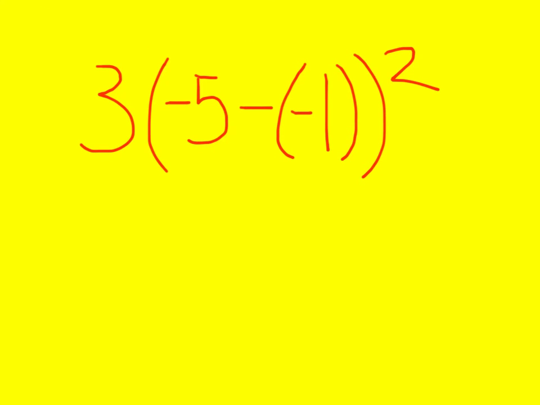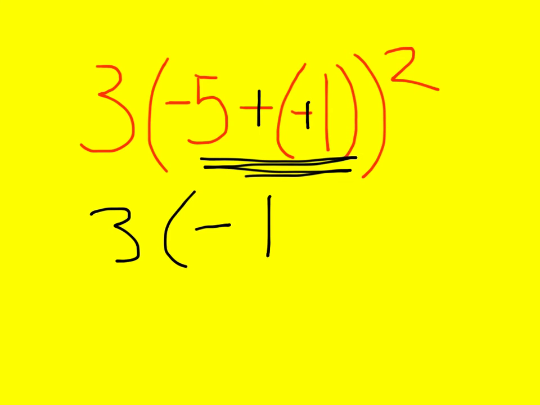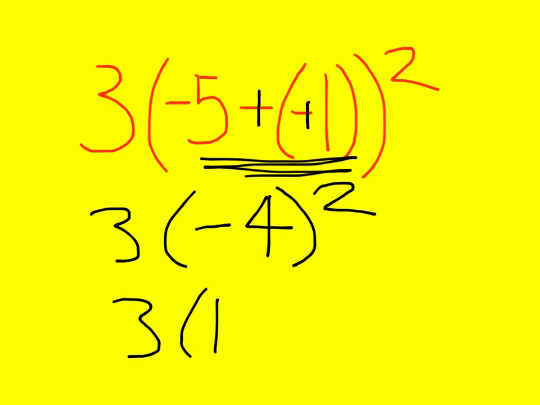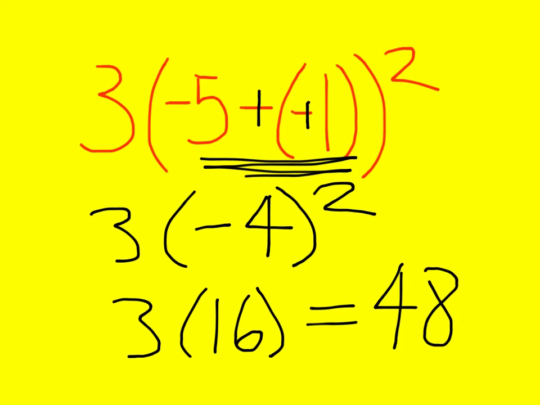Alright, example problem number 4. Okay, this is what we're going to do first. So negative 5 minus a negative 1, we can change that to plus positive. So negative 5 plus 1 would be negative 4. Since this negative 4 is in parentheses, that makes the negative and the 4 together. So we can do negative 4 times negative 4. That would give us 16. 3 times 16 will give us 48.